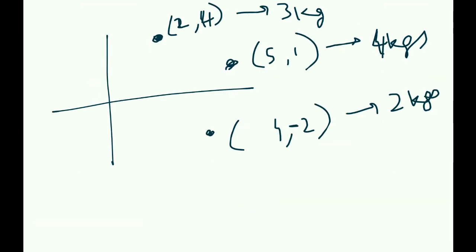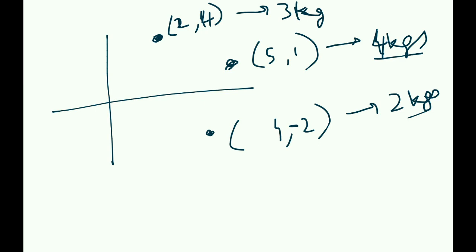So I'm going to take these 3 points, coordinates 2 comma 4, 5 comma 1, 4 comma minus 2, and let's say my mass of this particle is 3 kgs, this is 4 kgs, and this is 5 kgs. Now I want to find the center of mass of the system. How do I do it?